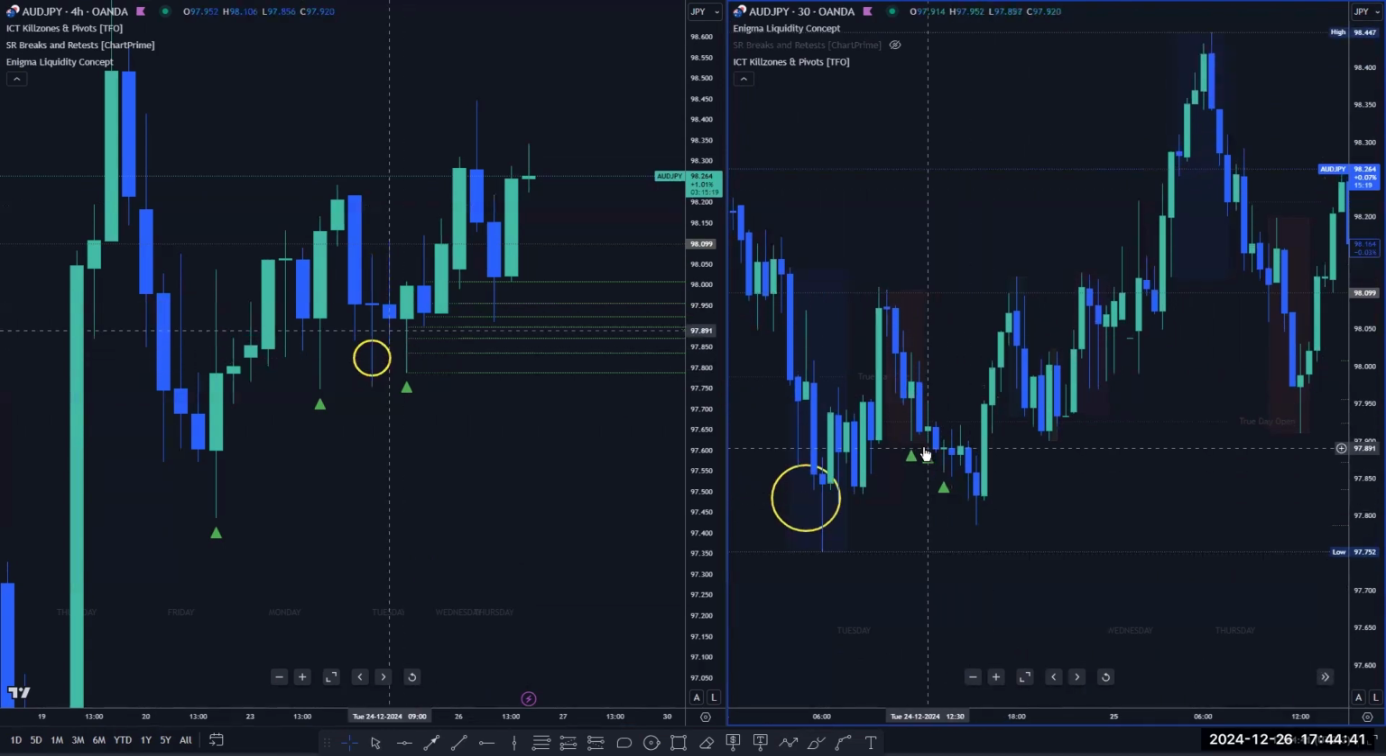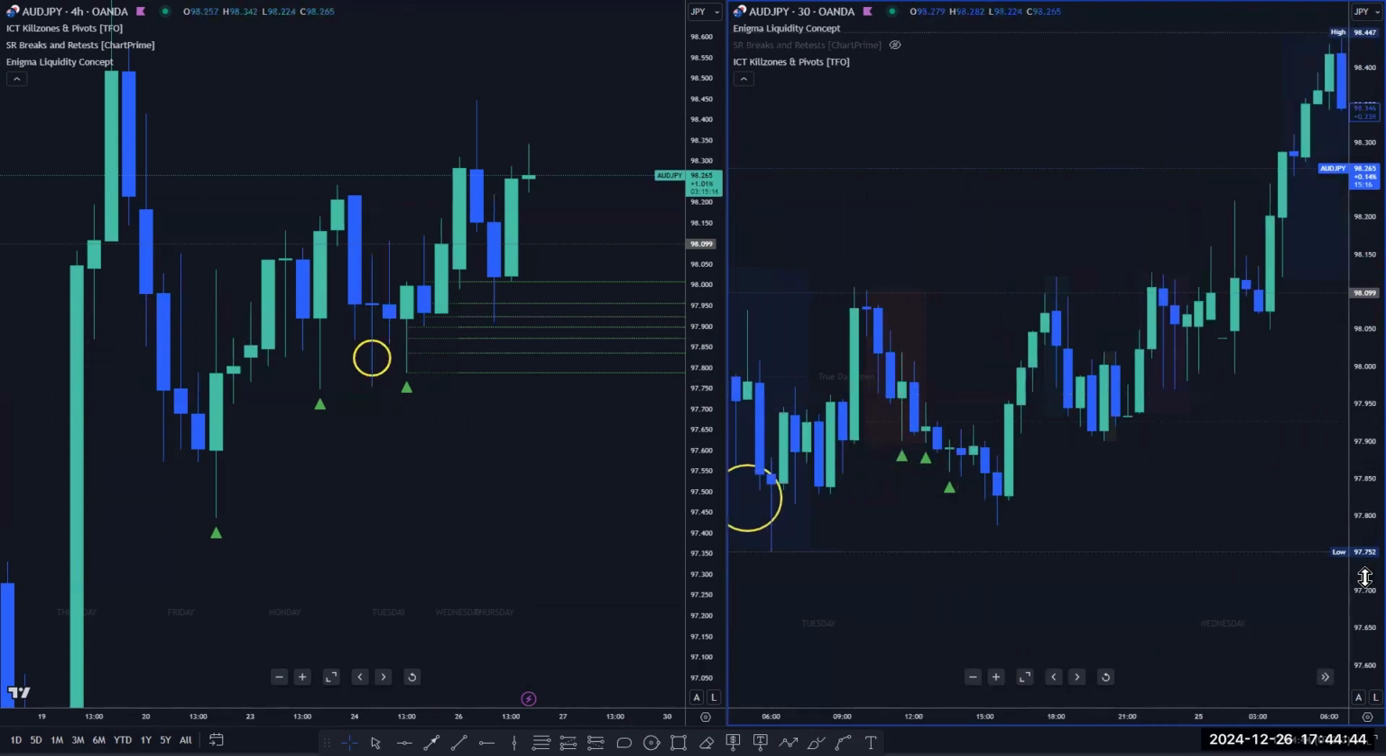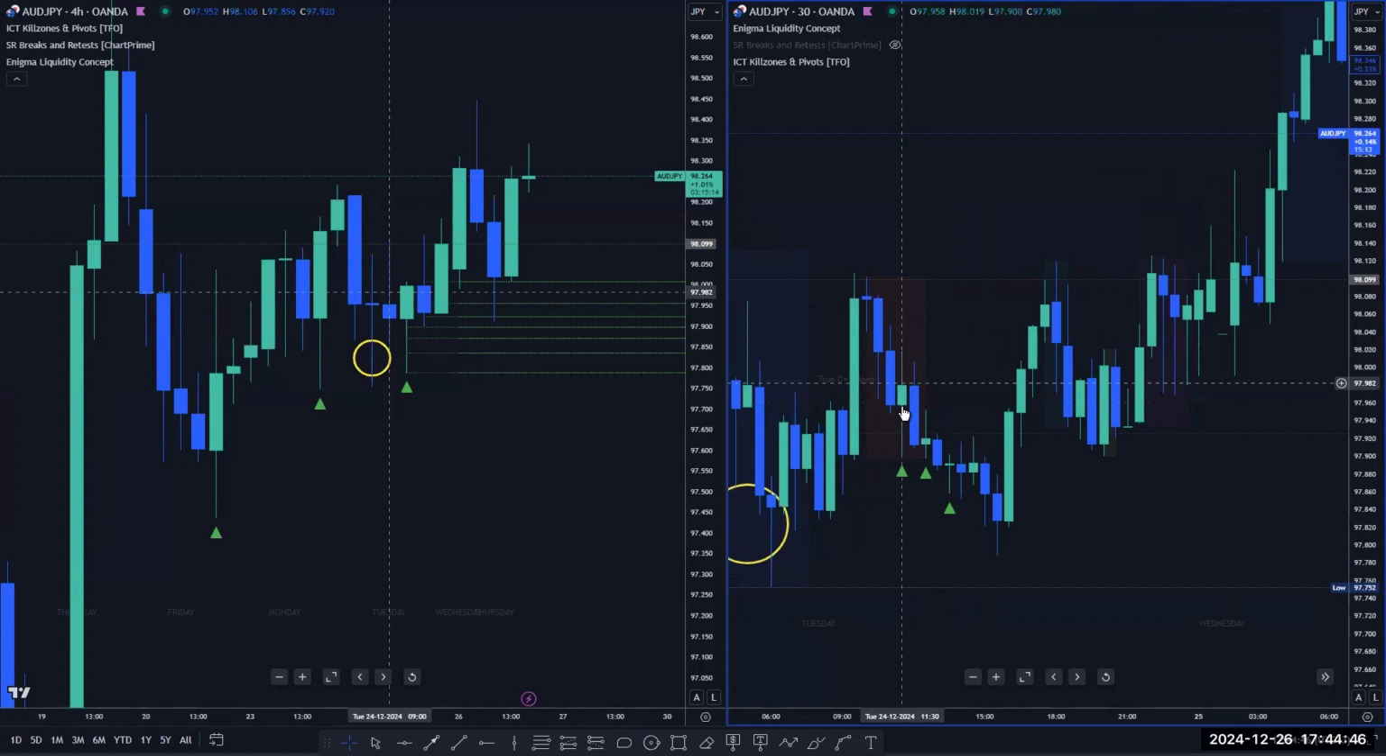And the reason is, you see, for example, why does it give me a signal here? It's because this candle is bullish, closed bullish, but then the low of this candle took out the liquidity.